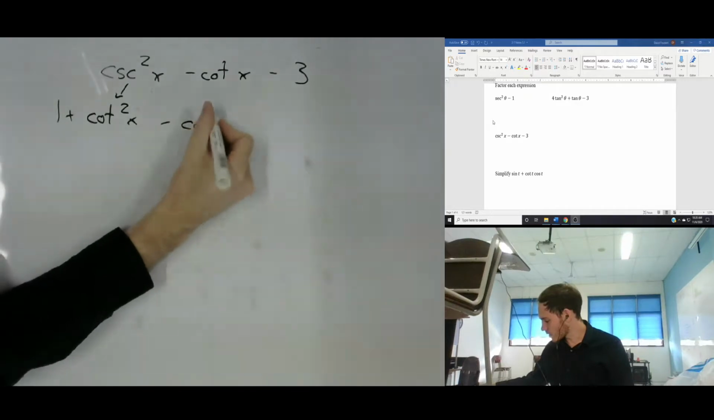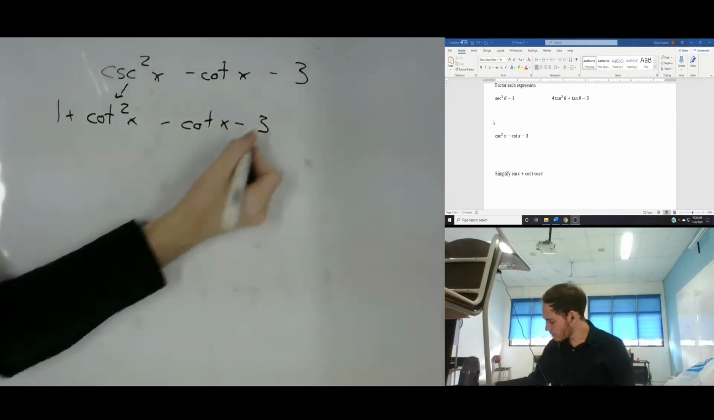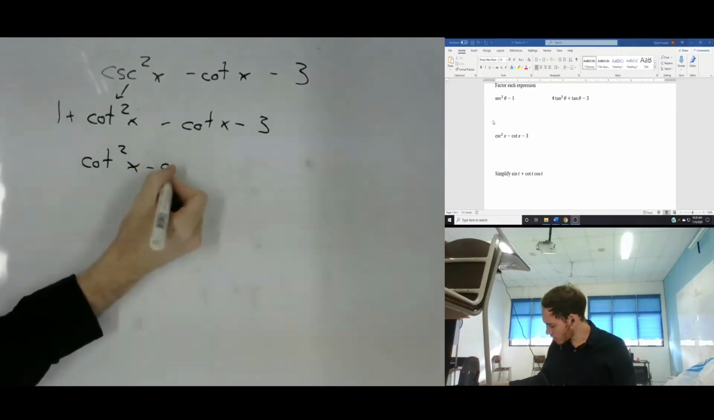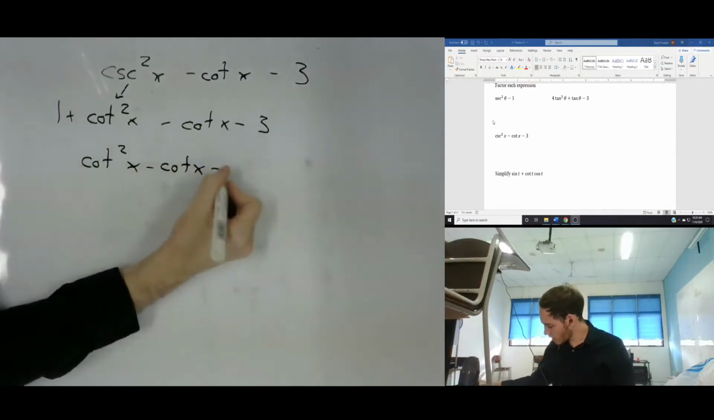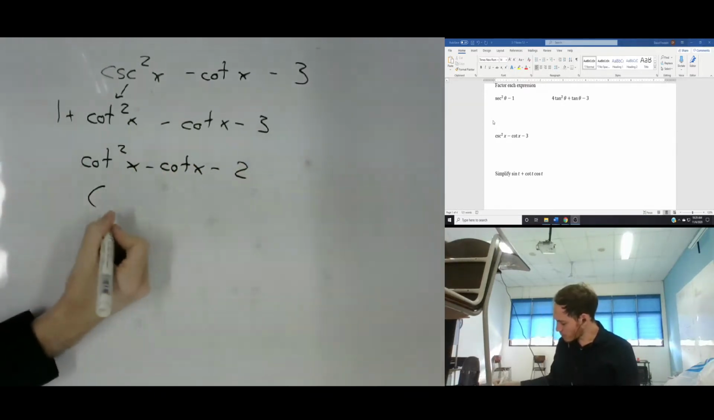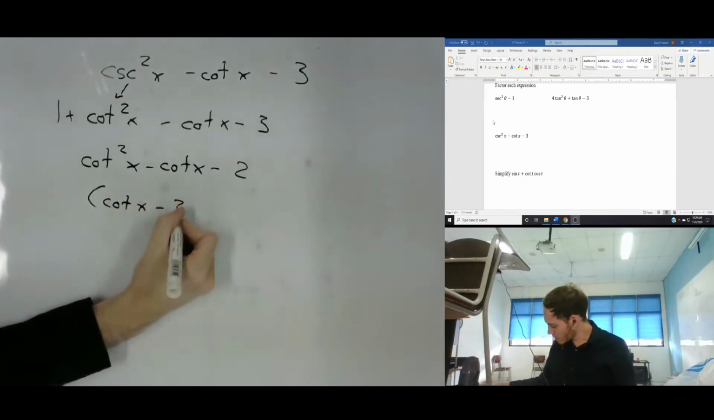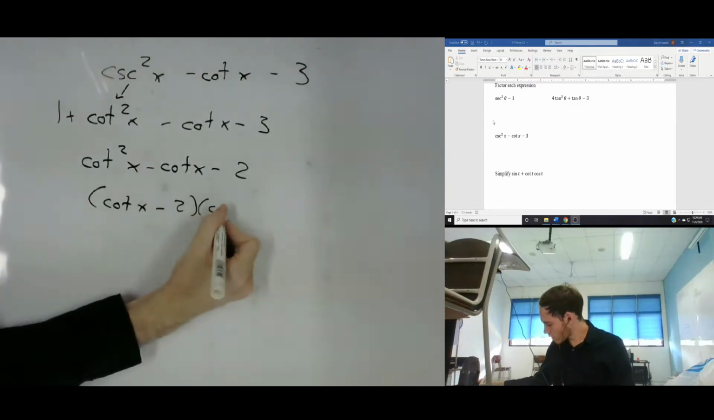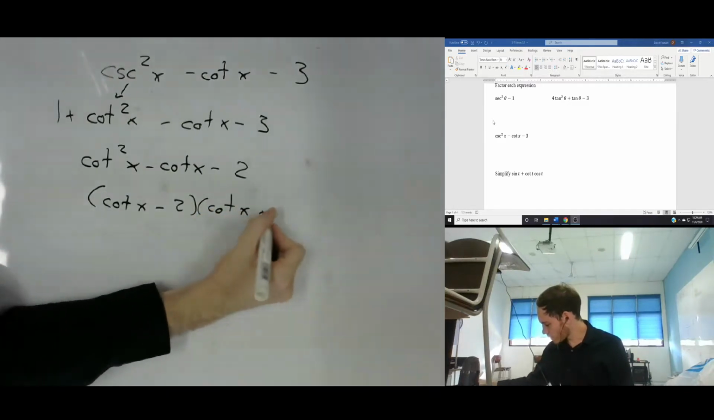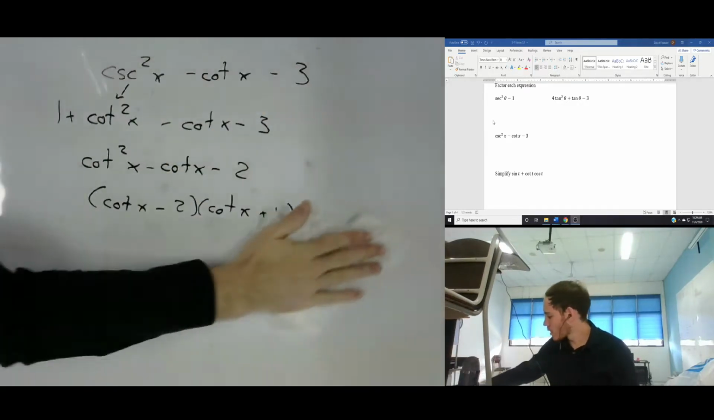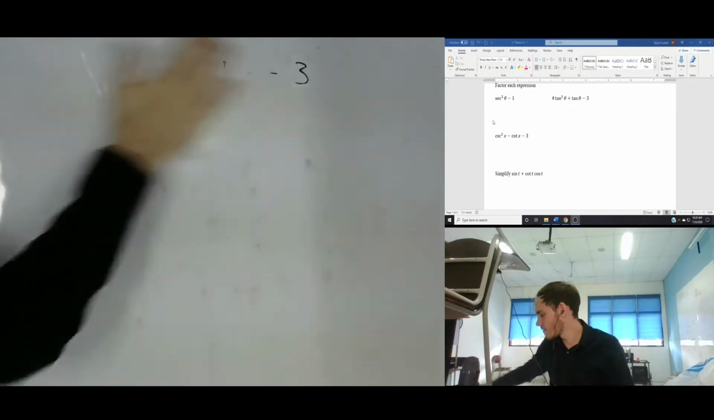minus cotangent x minus 3. So you get cotangent squared x minus cotangent x minus 2. Now this one should be pretty clear. So you do cotangent x minus 2, cotangent x plus 1. Okay, that's how you do that. So you use trig Pythagorean identities for that.